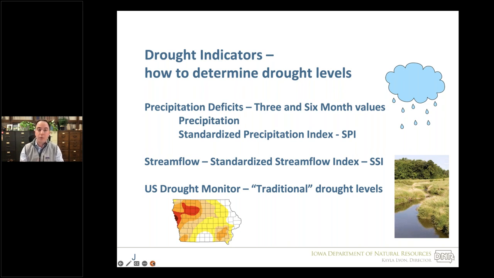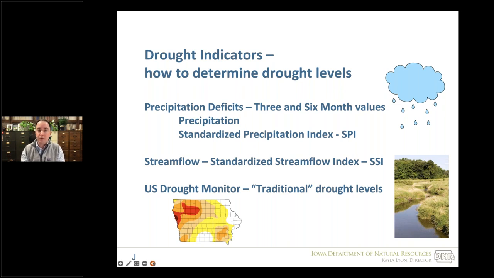We also use a streamflow index called the Standardized Stream Flow Index, which was developed by Dr. Keith Schilling and his group at the Iowa Geological Survey. SSI is a metric that compares current stream flows against the historic record to determine how far away current stream flows are from historic river levels, with metrics based on observed data going back to 1960.